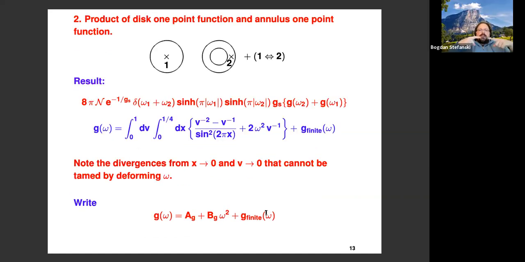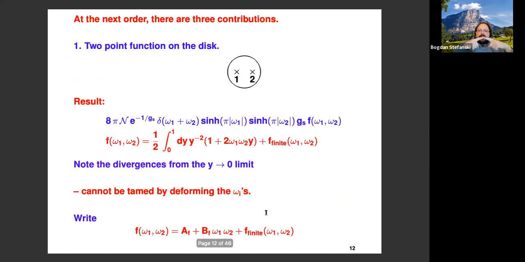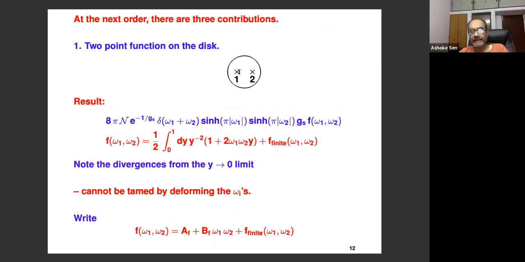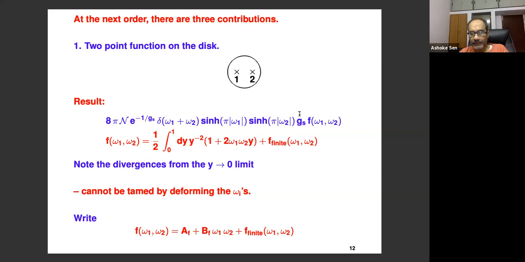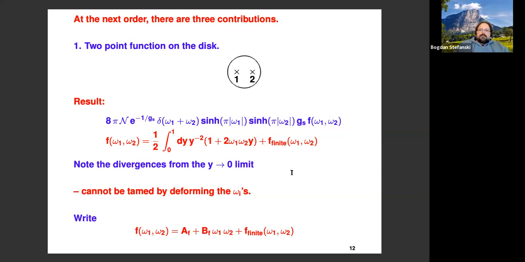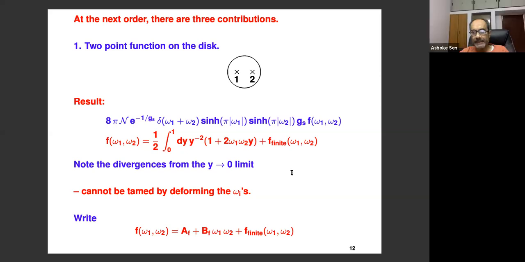Sorry, is there no divergence when the two vertex operators come together? Yeah, so when the two vertex operators come together, that's a closed string channel. So there is a divergence, but you can deal with that by analytic continuation. Okay, so that's part of this F finite. So we are now focusing on only those divergences that you cannot deal with by analytic continuation.